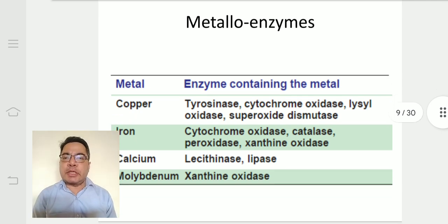Copper is present in tyrosinase, cytochrome oxidase, lysyl oxidase, superoxide dismutase. Iron is present in cytochrome oxidase, catalase, peroxidase, xanthine oxidase. Calcium is present in lecithinase, lipase. Molybdenum is present in xanthine oxidase.